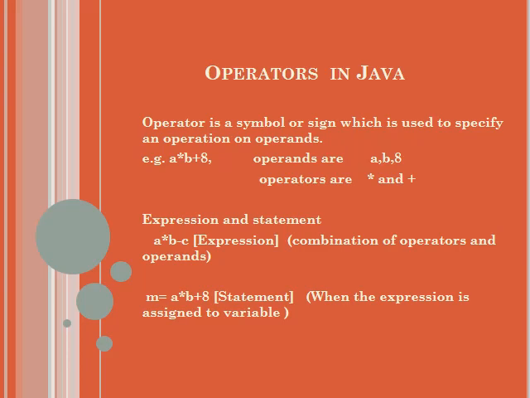Next we have expression and statement. Here is one example: A * B - C. This is an expression. So, an expression is a combination of operators and operands. Next we have a statement: M = A * B + 8. When the expression is assigned to a variable, it forms a statement. Here A * B + 8 is an expression, and when this expression is given to the variable M, it becomes a statement.